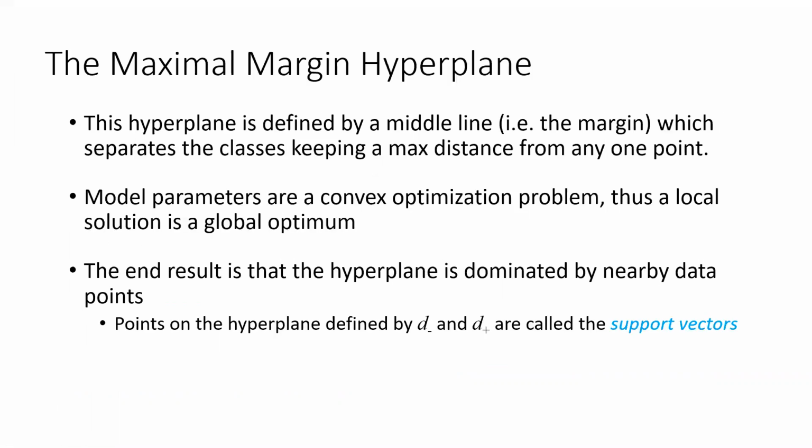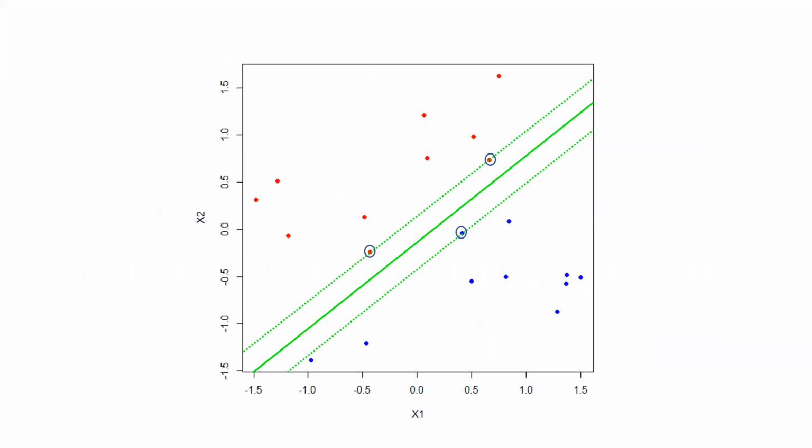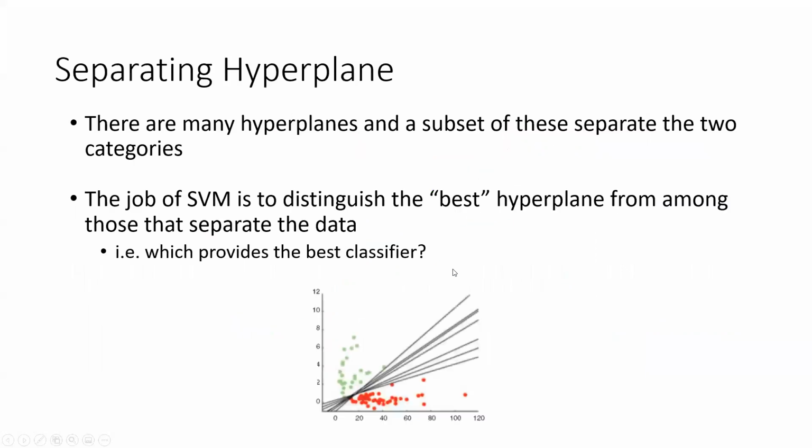So as we've said, that's the hyperplane that then runs through the middle of that margin, from d plus to d minus. And we model the parameters that define that margin by a convex optimization problem. So we use a local solution to find a global optimum. And the end result, of course, is a hyperplane that's dominated by points that are near that margin, either near or on it. So it turns out that the margin is defined by the points that are at d minus and d plus on either side of the line, and those are what are referred to as support vectors. So just from a picture standpoint, here I've got my red class and my blue class. So these points that are circled would be the support vectors defining that hyperplane.